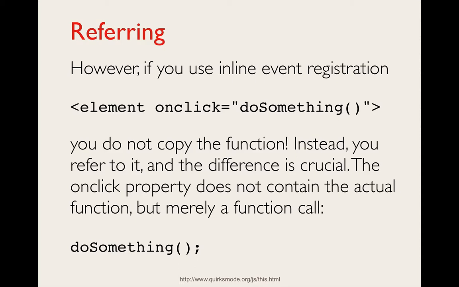That doesn't actually copy the function. Instead, you're referring to it, and the difference is crucial. Because when you're putting your JavaScript inline with the element as an attribute, the onClick property does not contain the actual function, but merely a function call. See the parentheses? It's not a copy, it's actually calling the function.